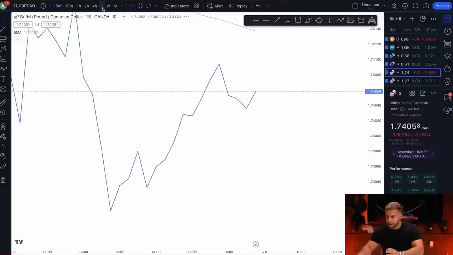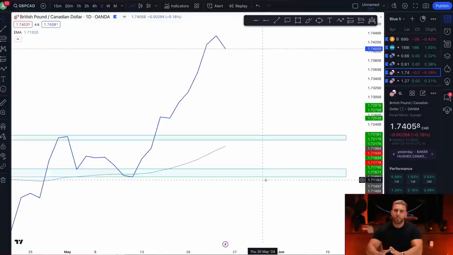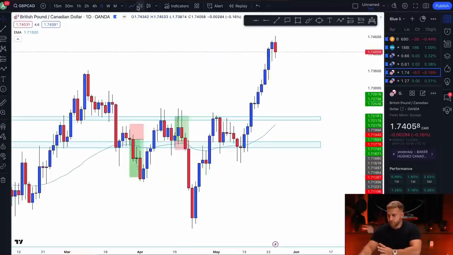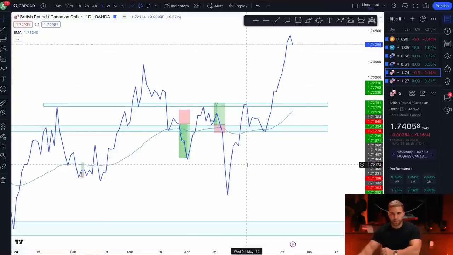It doesn't matter if it's the daily, it doesn't matter if it's the weekly, they all look exactly the same, representing market structure to the upside or market structure to the downside. So this right here is the real markets, right? This is this exact market right here, but now on the line chart.